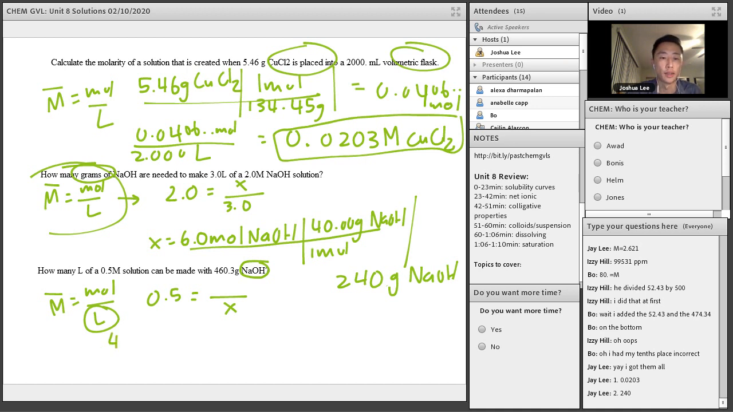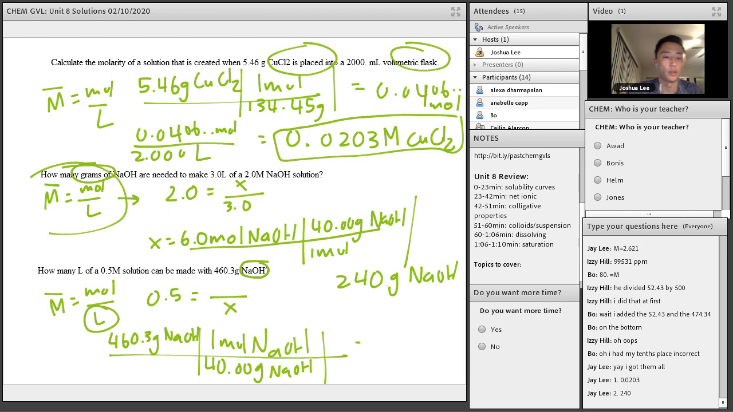So for 460.3 grams of NaOH, 40.00 grams of NaOH per 1 mole of NaOH. So 460.3 divided by 40. That gives us a lot of moles, 11.5075. We put that up here. Moles, and this is molarity.